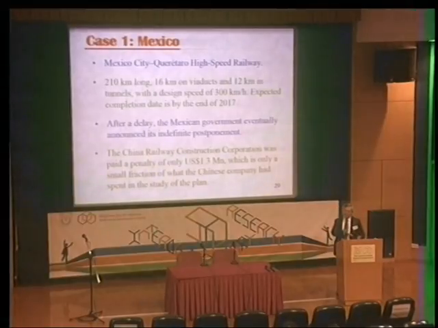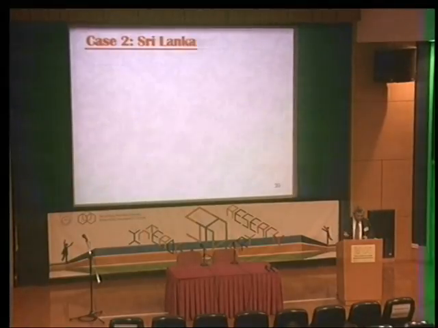Okay, so in that case, this project means a loss for China. Now if you are going to do this again, you would probably write down in the contract more clearly what kind of penalty the local government would have to pay. Something like that. Now this is case one.